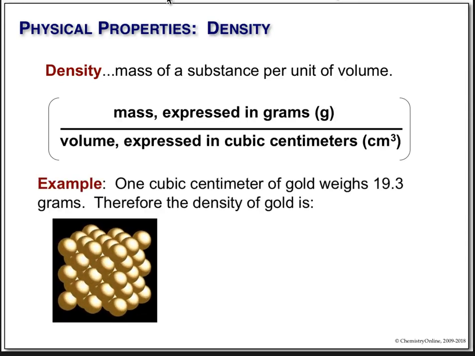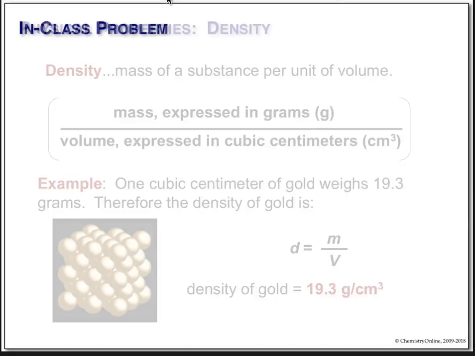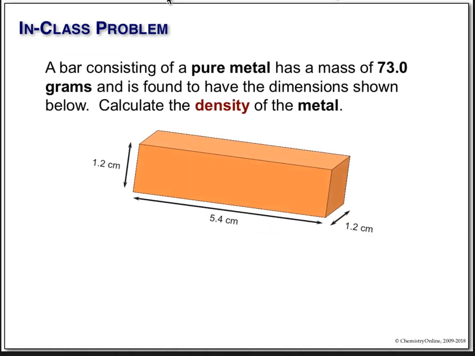If we had a chunk of gold that was 1 cubic centimeter on a side, and it weighed 19.3 grams, mass divided by volume, density of 19.3 grams per cubic centimeter. Also, grams per milliliter, if you wanted to. Same thing. Now in lab, we had a long chunk of metal.